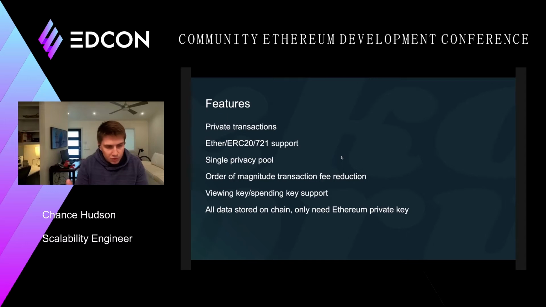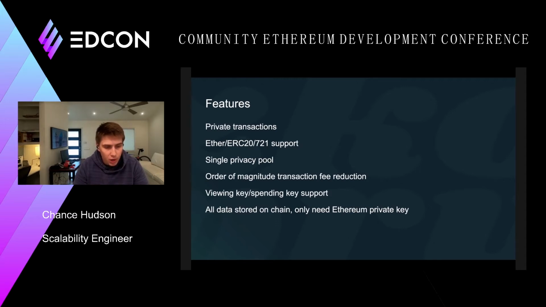The major feature of Zkopru is, of course, private transactions. This hides the sender, the receiver, as well as the amount being sent. Zkopru supports Ether, ERC20, and ERC721 tokens, and it does so with a single privacy pool. Also, because it's a rollup, it offers an order of magnitude transaction fee reduction and an order of magnitude transaction throughput, because each layer 2 block is just a layer 1 transaction.